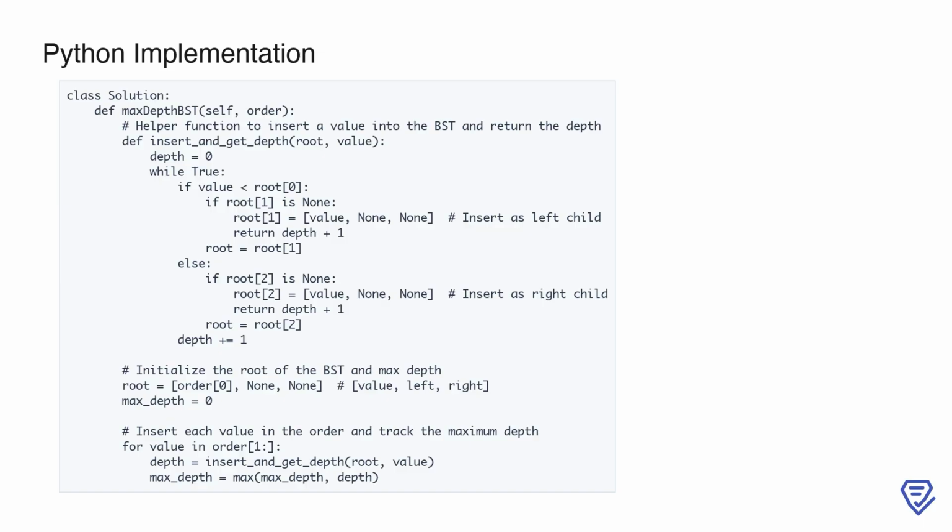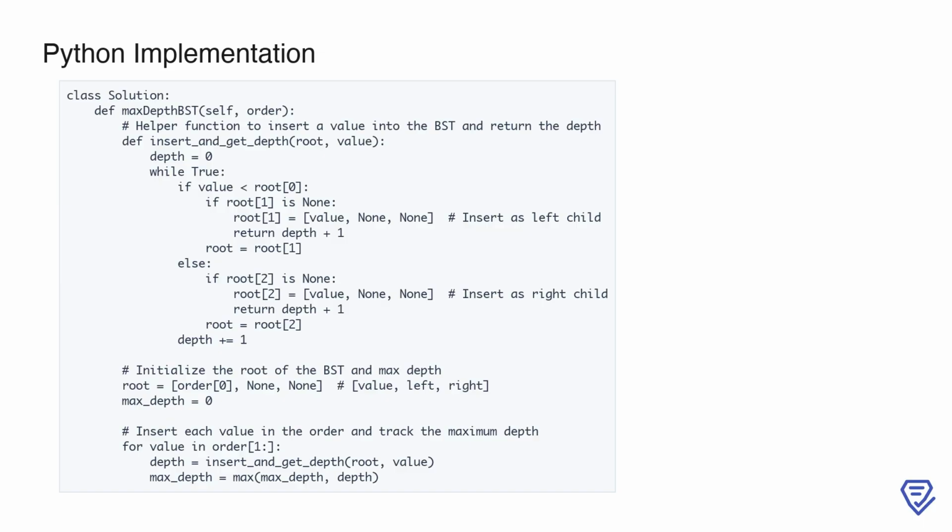After defining the helper function, we initialize the root of the BST with the first value in the order list, structured as a list containing the value itself and placeholders for the left and right children. We also initialize max_depth to 0 to keep track of the maximum depth encountered during the insertions.